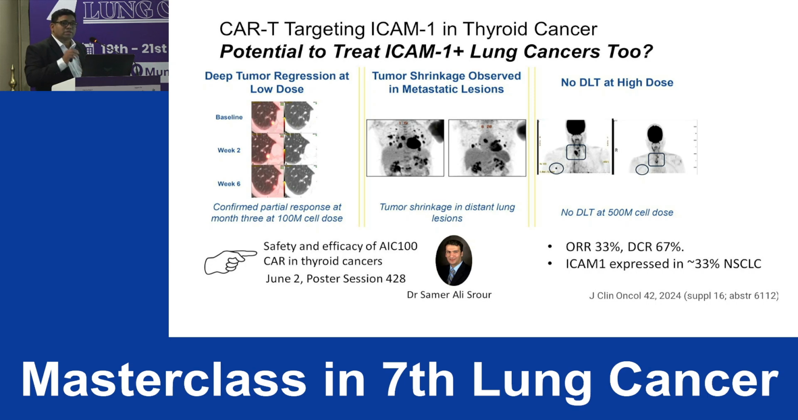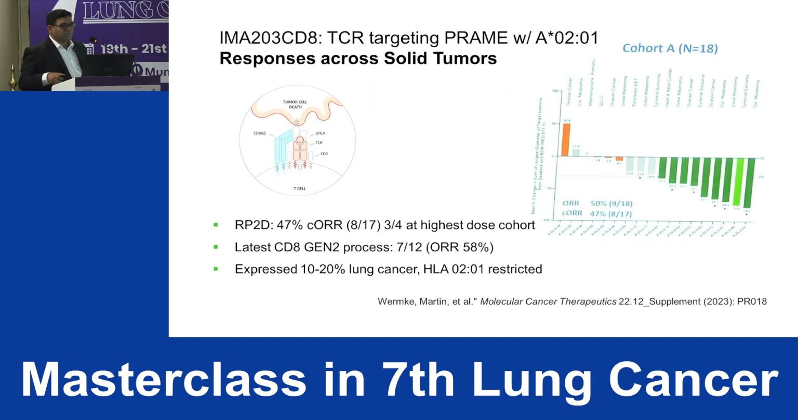Interestingly, ICAM1 is expressed in nearly 33% of non-small cell lung cancers, again giving a very good option that this can be used here. Now, if you can target something which is called PRAME, this is HLA dependent. So if you have an HLA dependent target, you need to do an HLA matching before giving this CAR. And this HLA dependency can be seen in only around 20% of lung cancers. And you could see the confirmed response rates were around 47%.